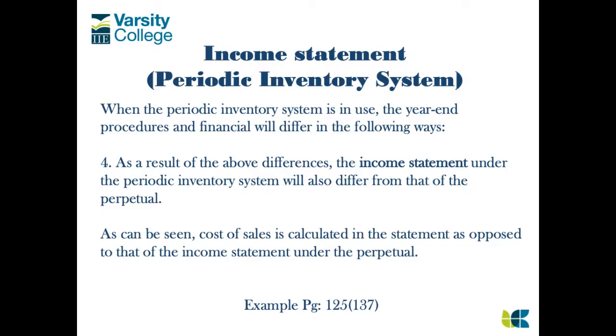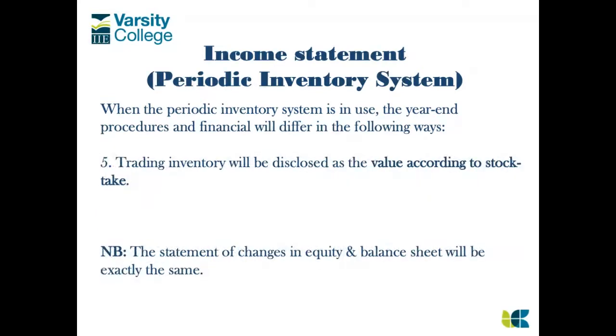As a result of the above differences, the income statement under the periodic inventory system will always differ from that of the perpetual. So they're just repeating what we already know. Last slide. Trading inventory will be disclosed as the value according to the stock take. Because remember, we aren't recording trading inventory as we go along under the periodic, but under the perpetual, yes, we're constantly checking. The statement of changes in equity and balance sheet will be exactly the same.